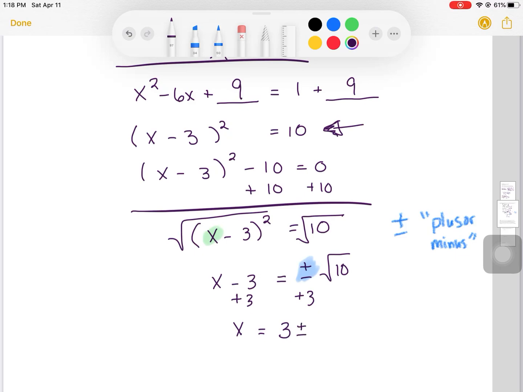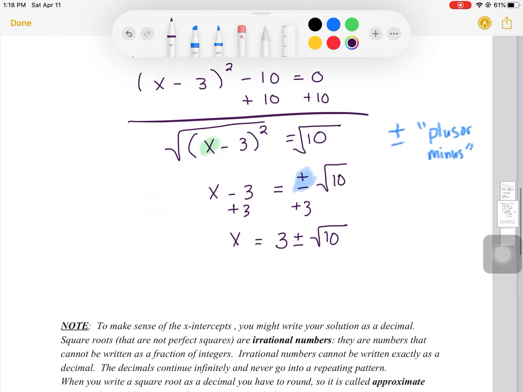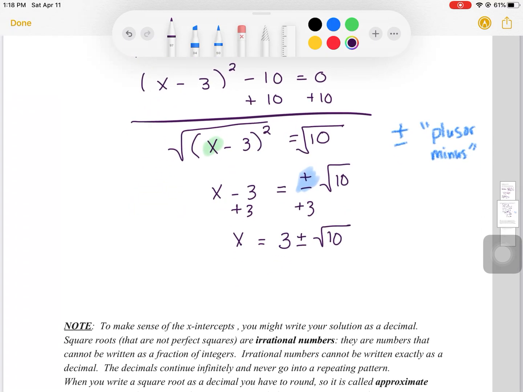And I'm going to write it in this form first, and then I'll break it into two pieces so you guys see what I'm talking about, because this will connect to what we're doing on Wednesday. So I've got 3 plus or minus the square root of 10. Now what that means is I actually have two values here. I have 3 plus the square root of 10, and I have 3 minus the square root of 10.